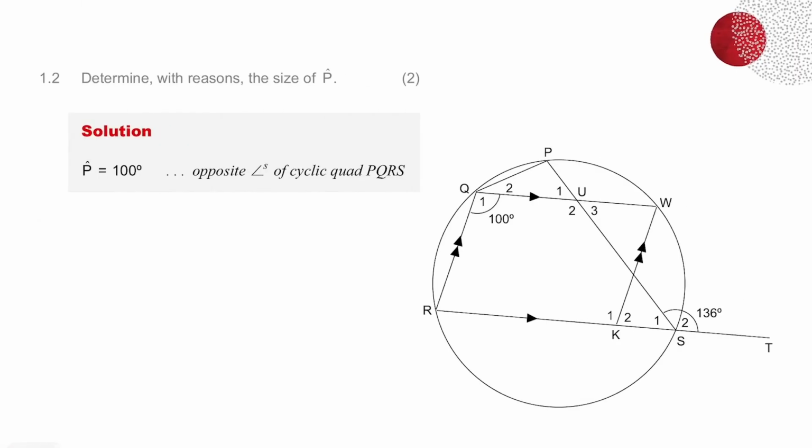To write that up is very straightforward. We know P is 100 degrees. Why do we know that? Because we have the opposite angles of a cyclic quad.